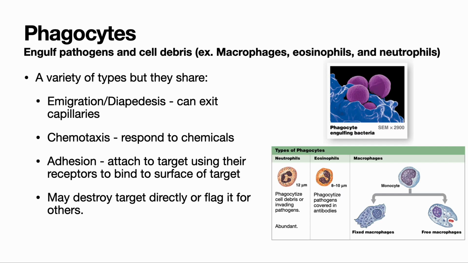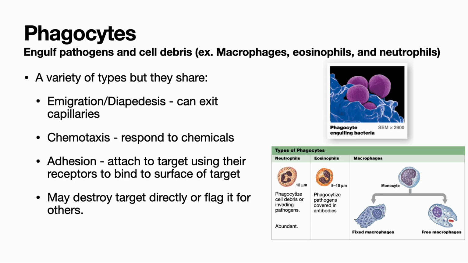Now, the second mechanism are cells that can engulf pathogens or other debris that they might come across. And there's three kinds of cells we want to know about when we think about phagocytes. We want to know about macrophages, eosinophils, and neutrophils. So all three of them are capable of phagocytic behavior. That is, they can engulf through endocytosis another cell or debris, but they have different origins.